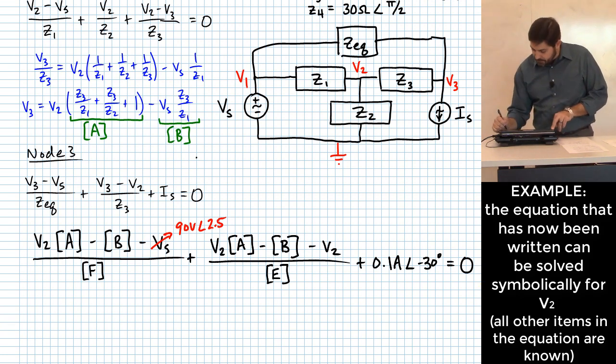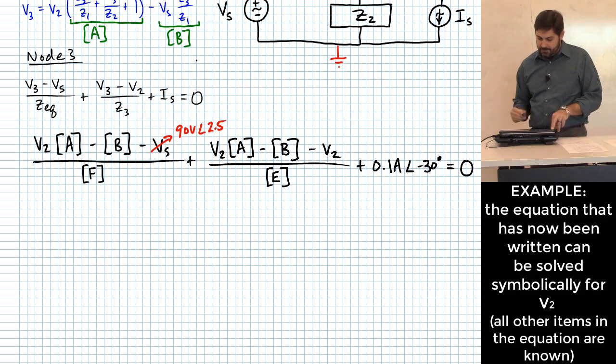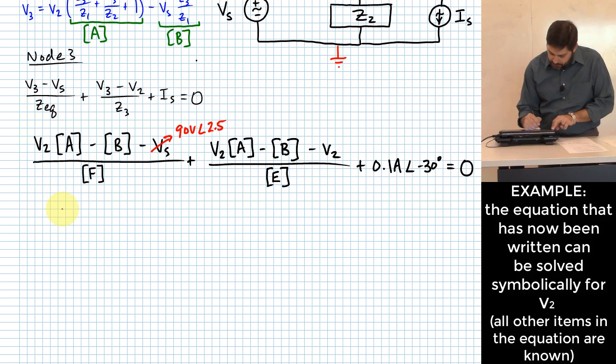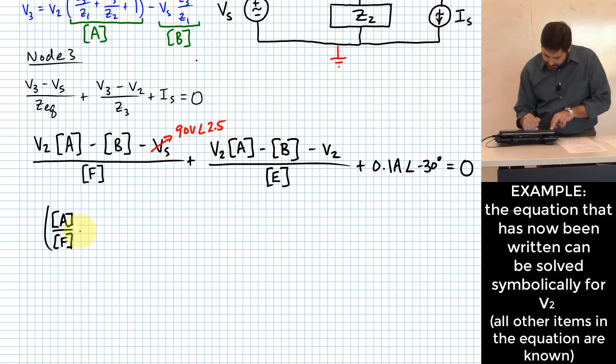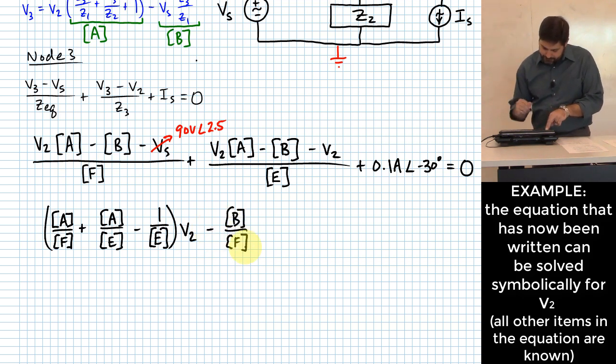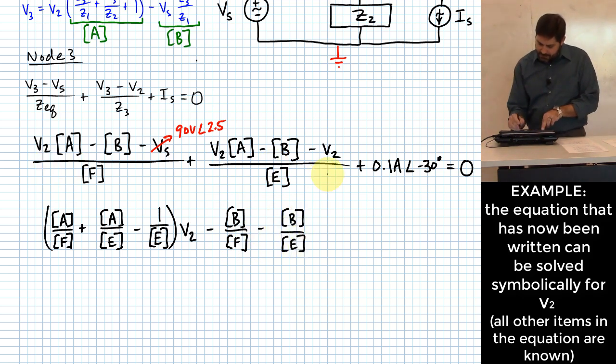Let's collect everything that's multiplied by V2 and put them all together. What it looks like to me will happen there is that we will have A over F plus A over E, okay, minus 1 over E, all of that multiplied by V2. Then we will subtract B over F. And then we will subtract B over E. Okay, so I think I've taken care of everything.